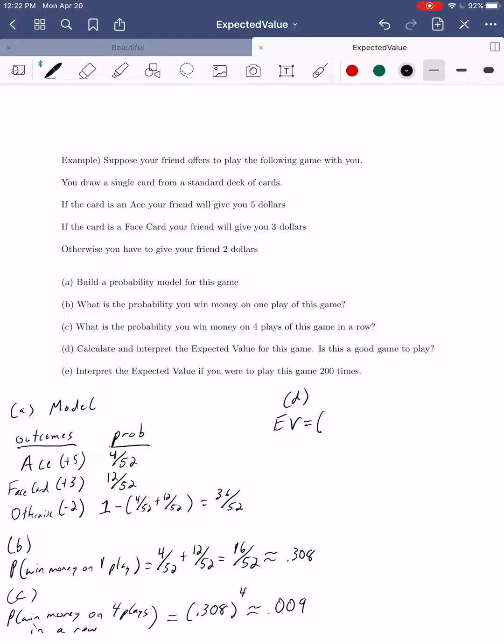So the first outcome is that we win $5. So we'll do positive 5 times its probability, which is 4 out of 52. Then we're going to add that to the next outcome, which is positive 3 times its probability, which is 12 out of 52. And then we're going to add that to the last one, which is an outcome of negative 2, and its probability, which is 36 out of 52.